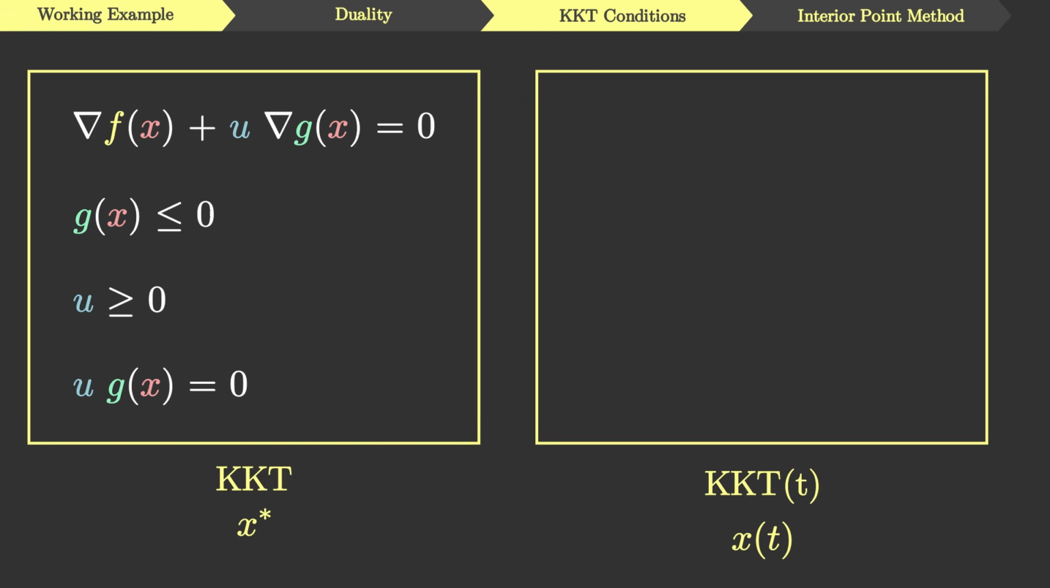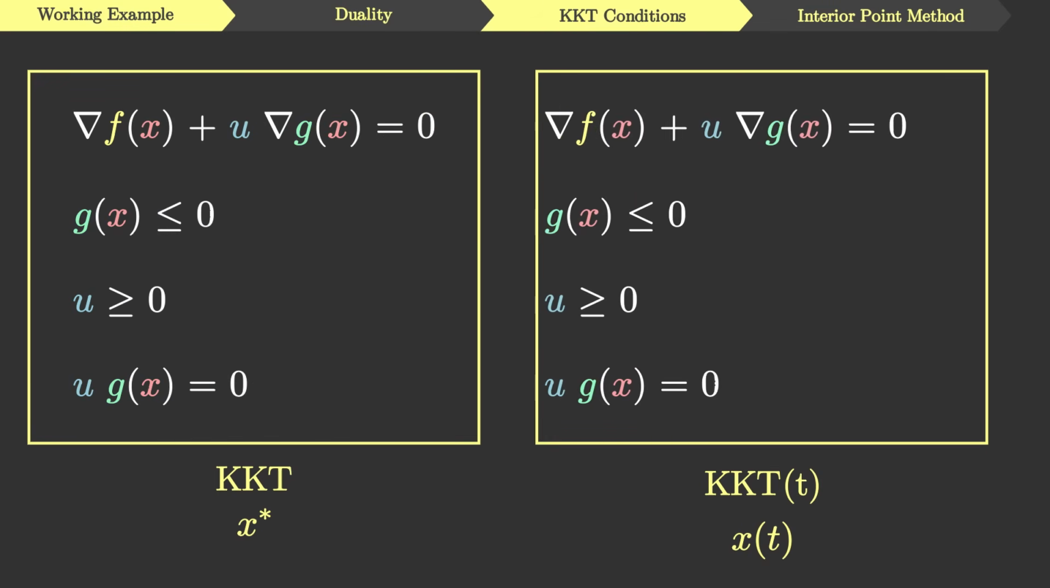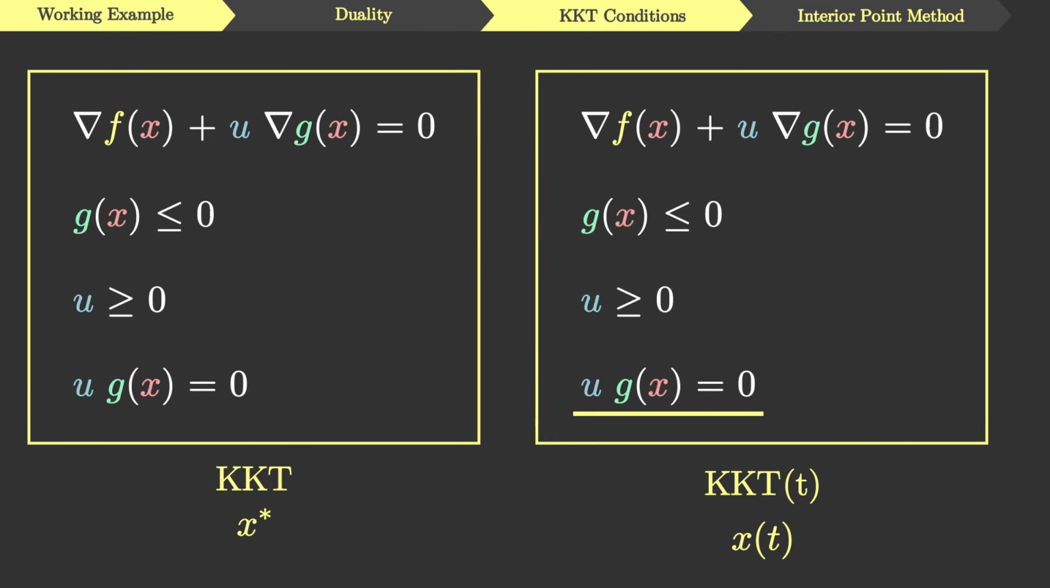The perturbation works as follows. We keep all of the KKT conditions the same, except for the last equation. In the right-hand side of this equation, we replace 0 with a negative number, minus t. Hopefully, when t is small, x of t and x star will be close. Or in other terms, as the perturbation parameter t goes to 0, x of t converges to x star. So far we have talked about how to do this perturbation, but not why we do this perturbation in the first place. The main reason behind it is that, as we will see now, the modified KKT conditions are much easier to solve.